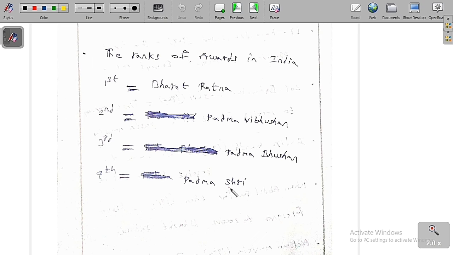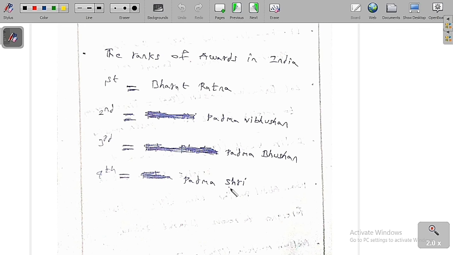Then comes Jawaharlal Nehru, who in the year 1955 is the first Prime Minister to receive the Bharat Ratna award. Then comes Dr. Rajendra Prasad. In the year 1962 he is the first President to receive the Bharat Ratna award.